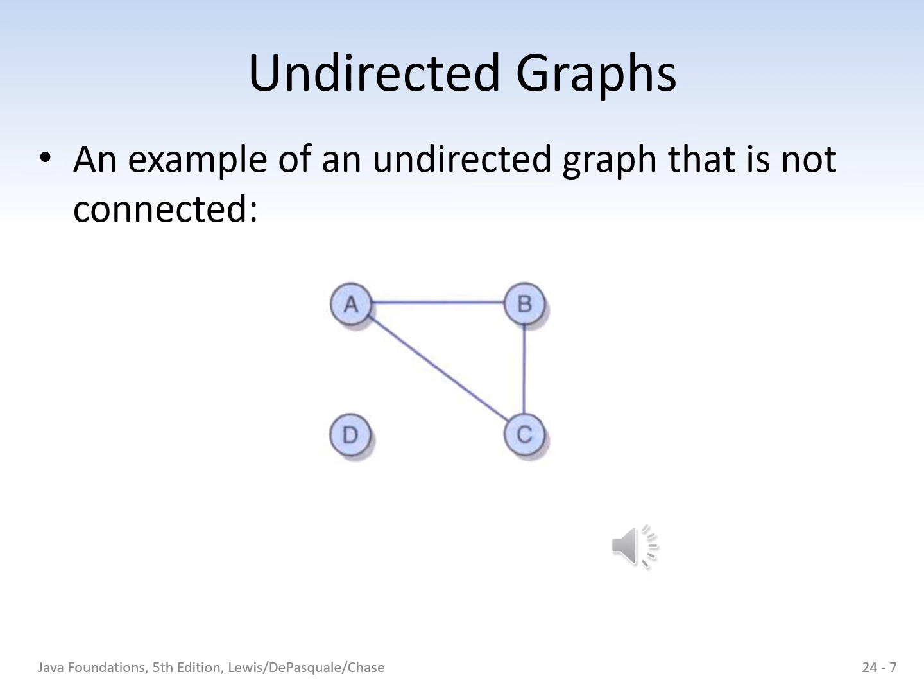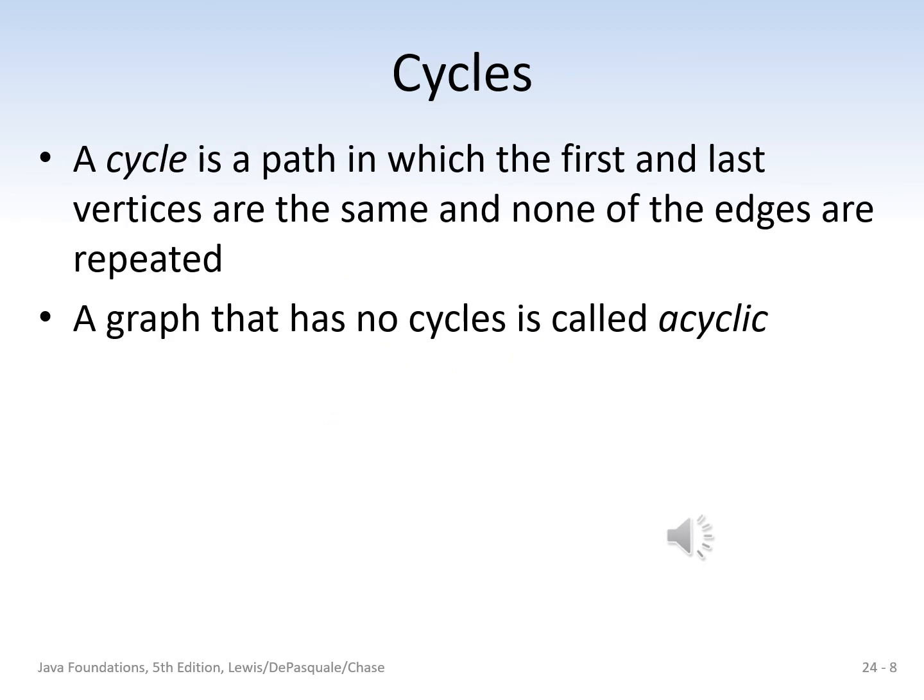Here is another example of an undirected graph that is not connected. We have a path between A and B, B and C, C and A, but we do not have a path between A and D, B and D, or C and D. A cycle is a path in which the first and last vertices are the same and none of the edges are repeated. A graph that has no cycles is called acyclic.